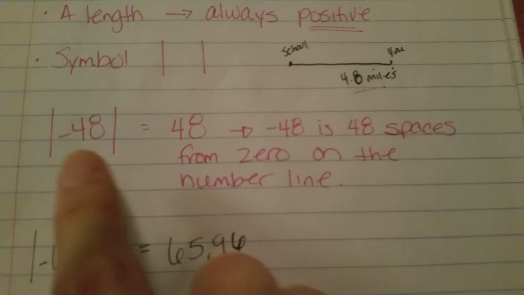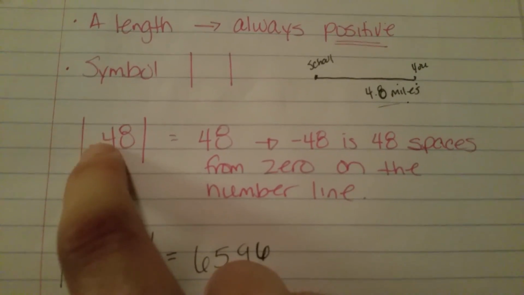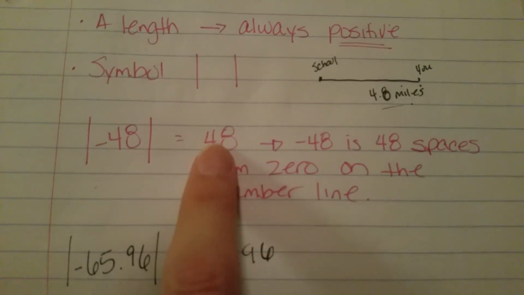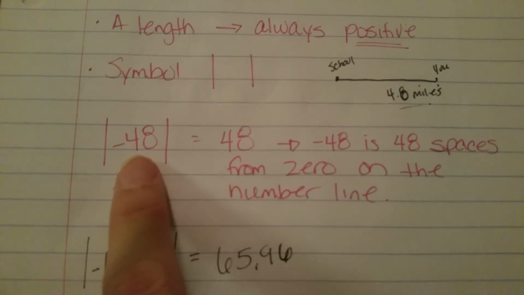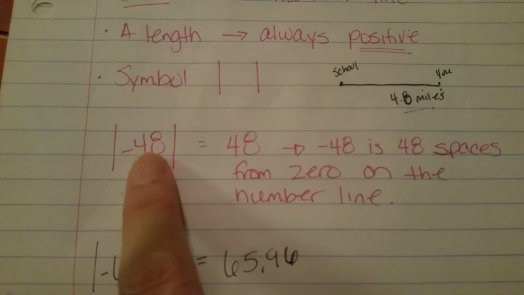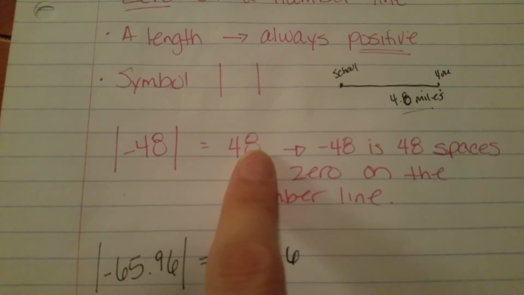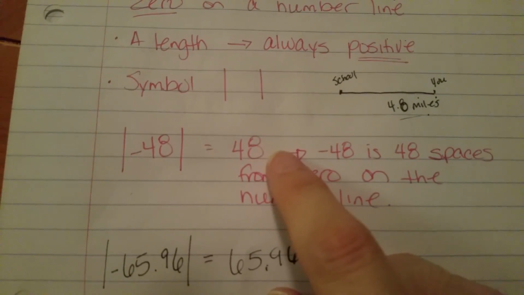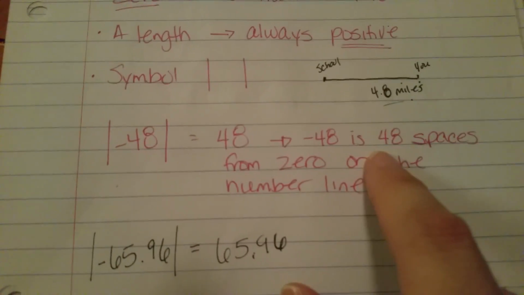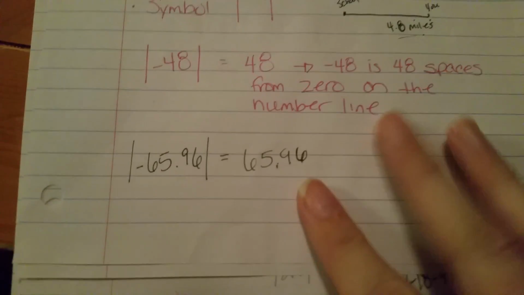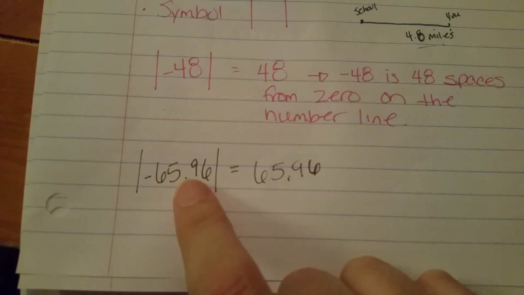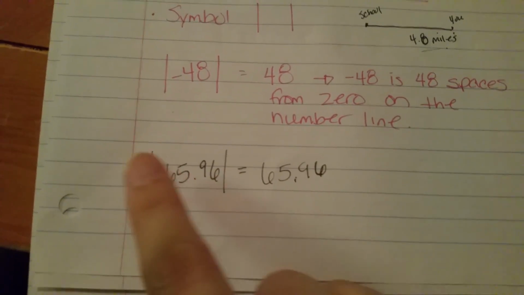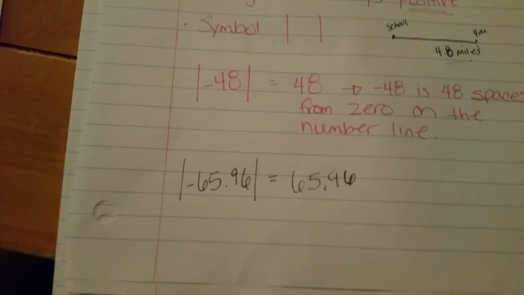So with absolute value, all we do is take off the negative sign and it's just whatever the digits are. So negative 48, the absolute value is 48. That's because negative 48 is 48 spaces from 0. It works with decimals too. Same thing, just drop off the negative sign.